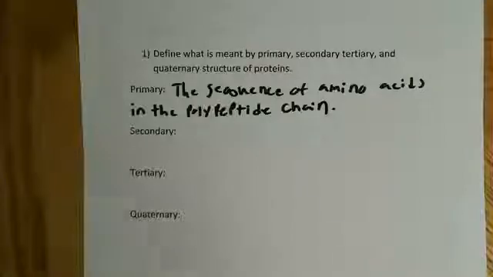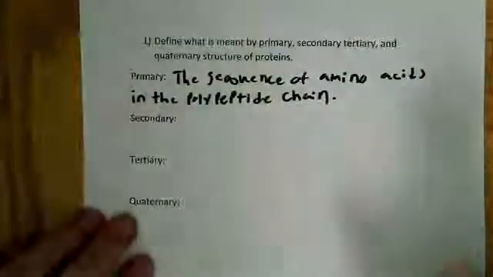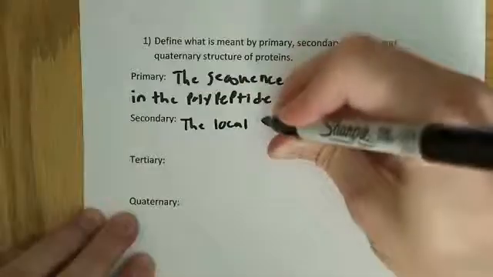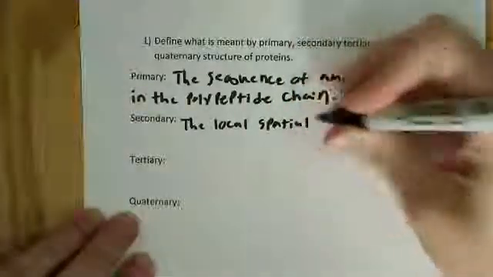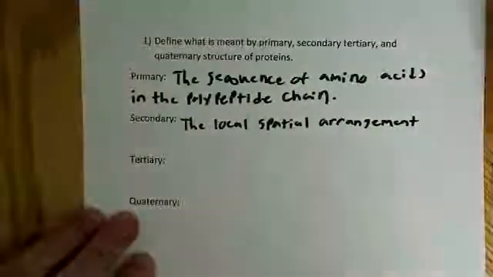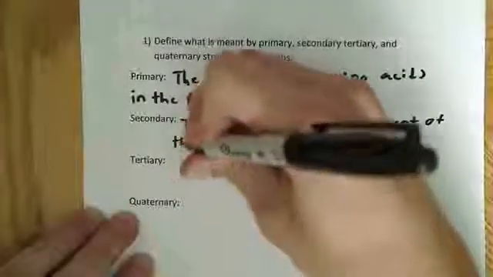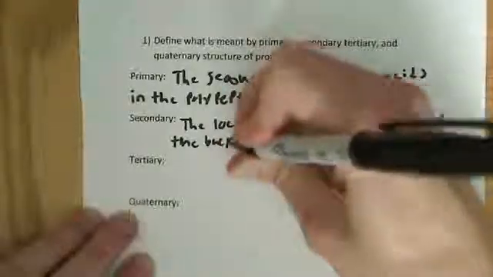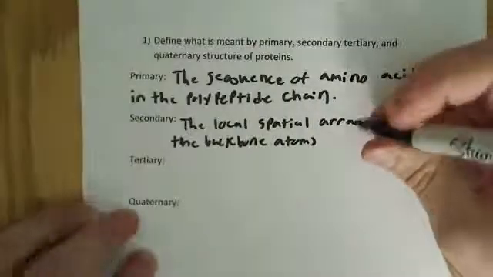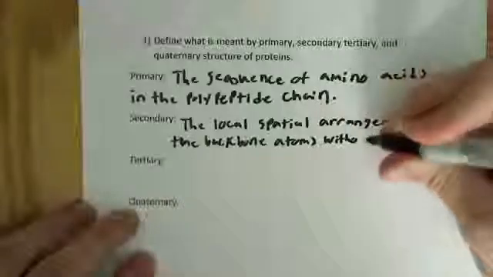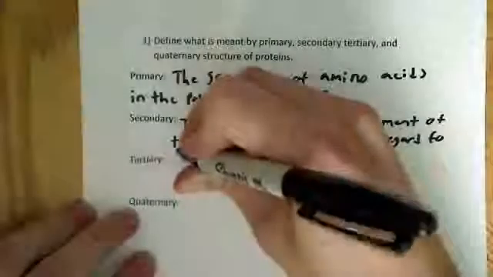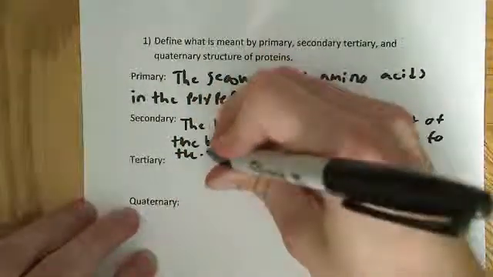So what is meant by the secondary structure of proteins? Well, that is a bit more complicated, not much more complicated, but that is the local spatial arrangements. So it's the local spatial arrangement of the backbone, so of the backbone atoms without regard for the side chains.